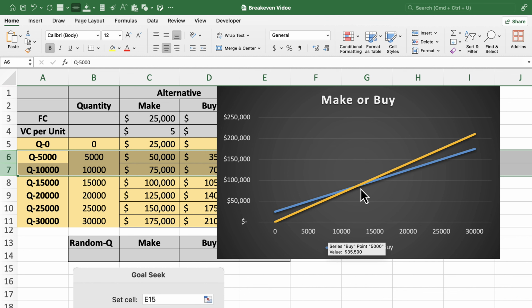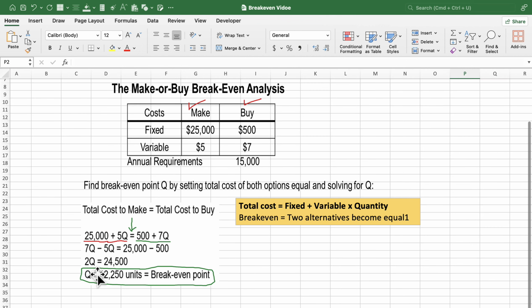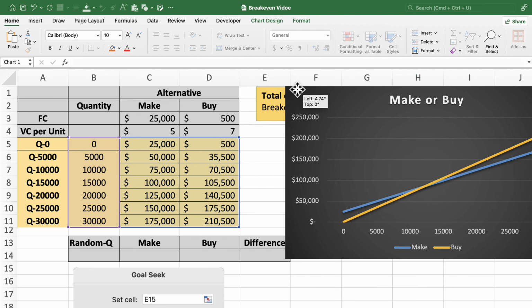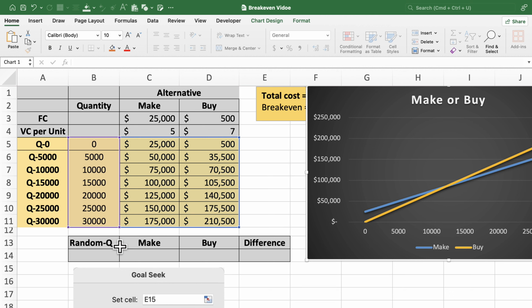In the next step, we will explore what exactly this point is, although we know that this intersection point is 12,250 units because we calculated it manually. However, we also want to know using Excel what the exact quantity is. And for that, I will use a function called the goal seek function. And for that we need these things.